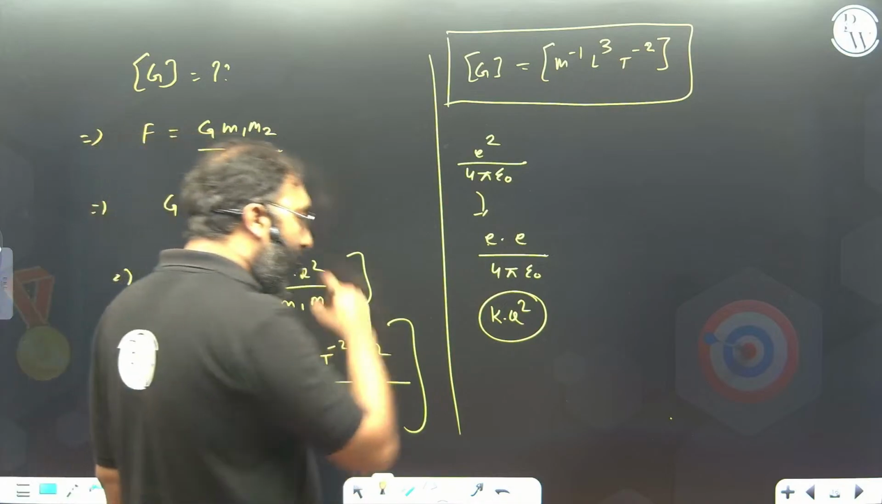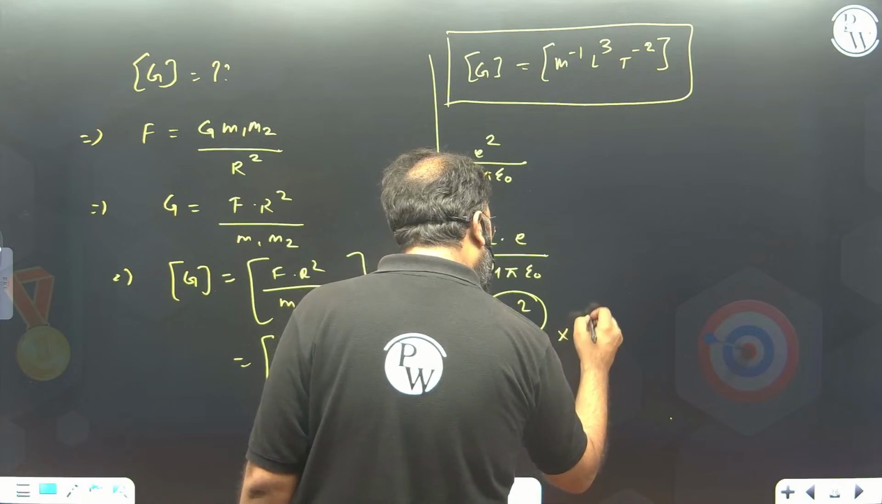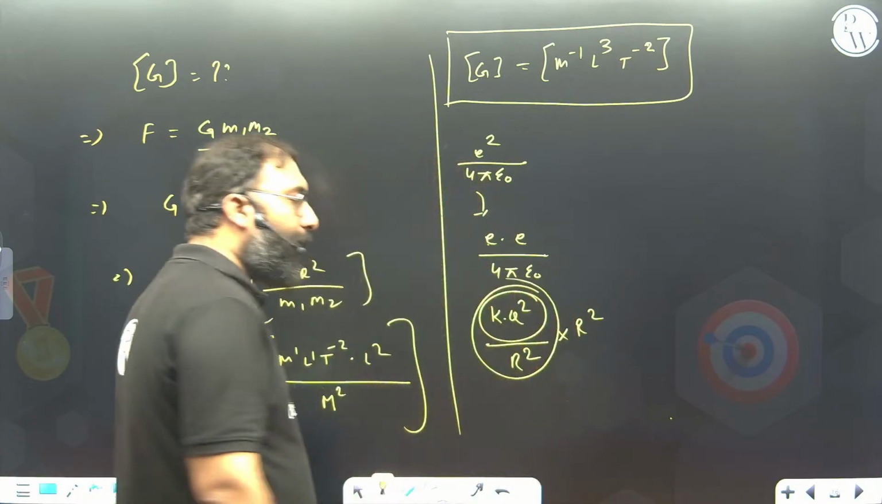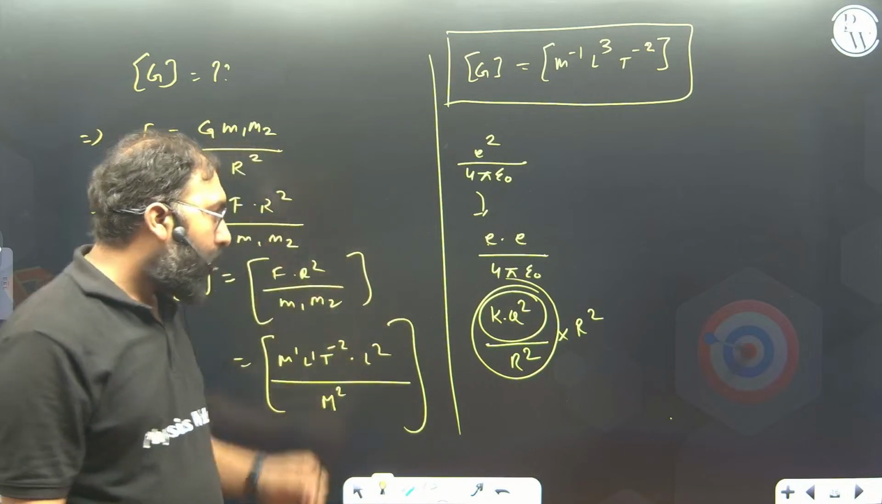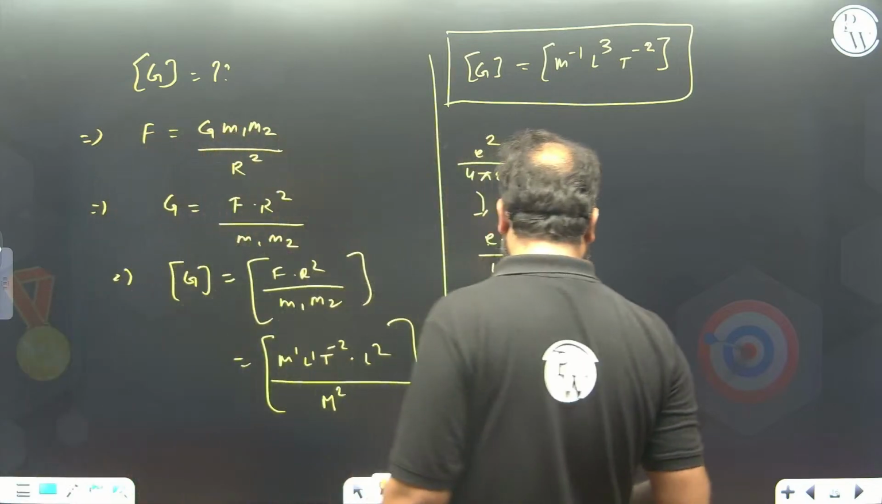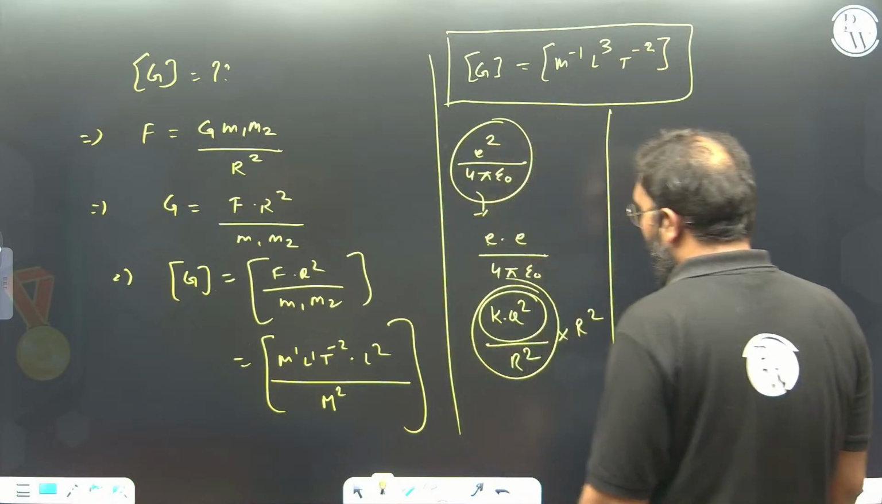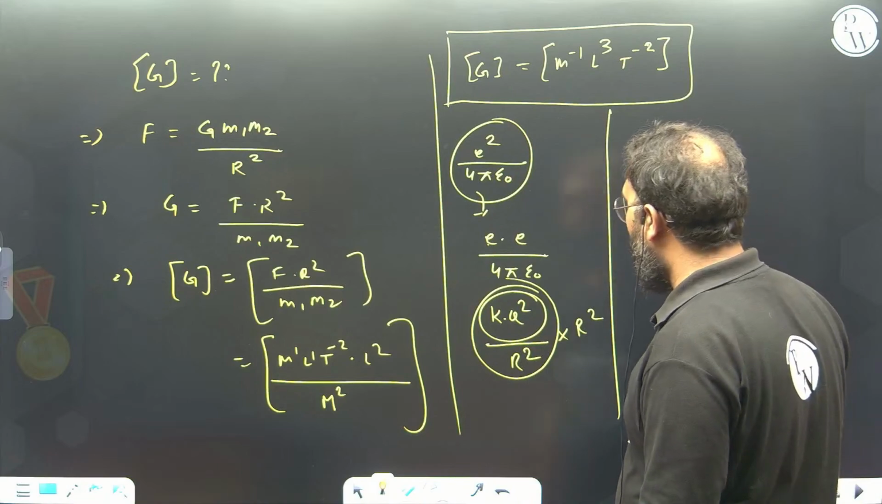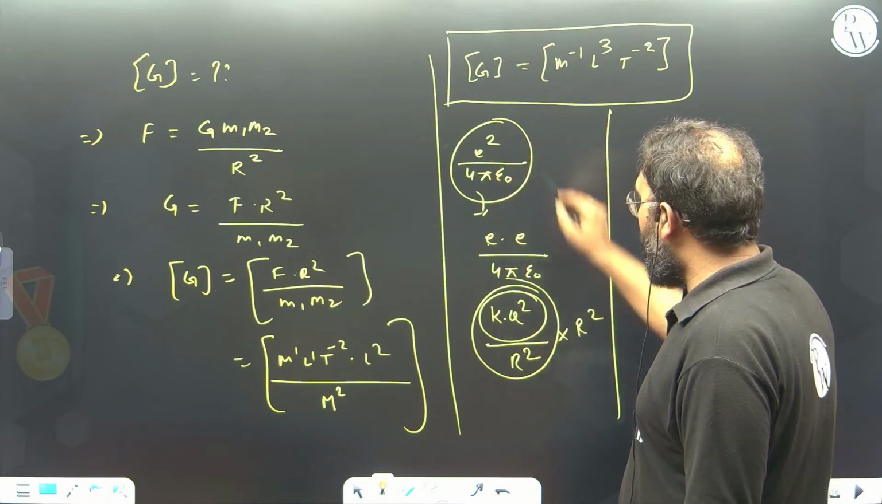So if I divide this quantity by R square and multiply this by R square, this entire quantity will become force. And this is R square. So from here we can find out the dimension of this quantity.